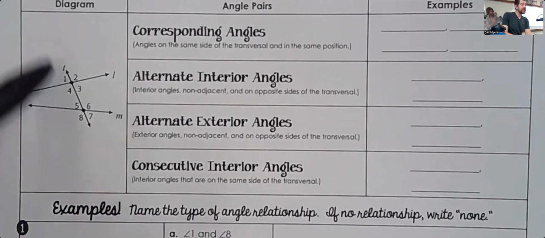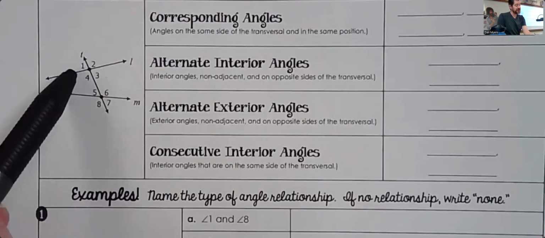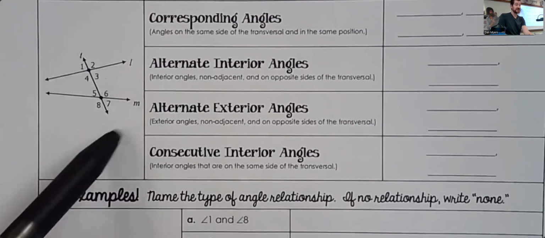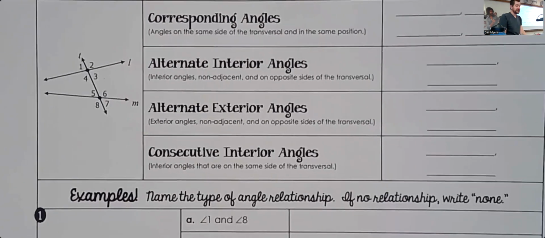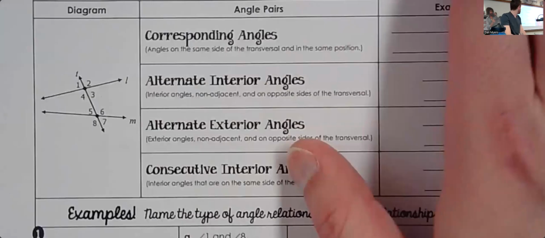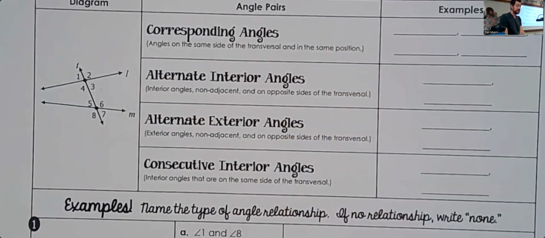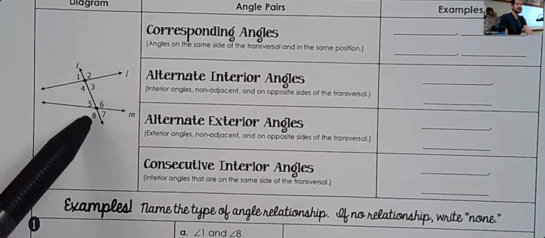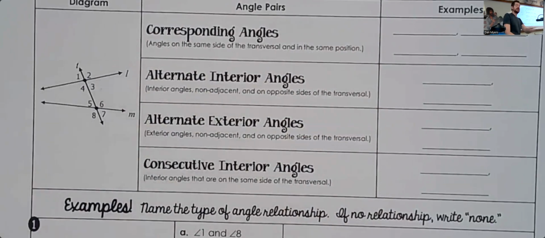So same diagram that we see up top here. It just has angle numbers now. So we have angle 1, angle 2, angle 3, angle 4, angle 5, angle 6, angle 7, and angle 8. So there's 8 angles that we get. And corresponding angles, the definition right here, it says that they're angles that are on the same side of the transversal. So angles on the same side of the transversal would be like 1, 4, 5, and 8. Or if you go to the right side, 2, 3, 6, and 7. But they have to be what's called in the same position.